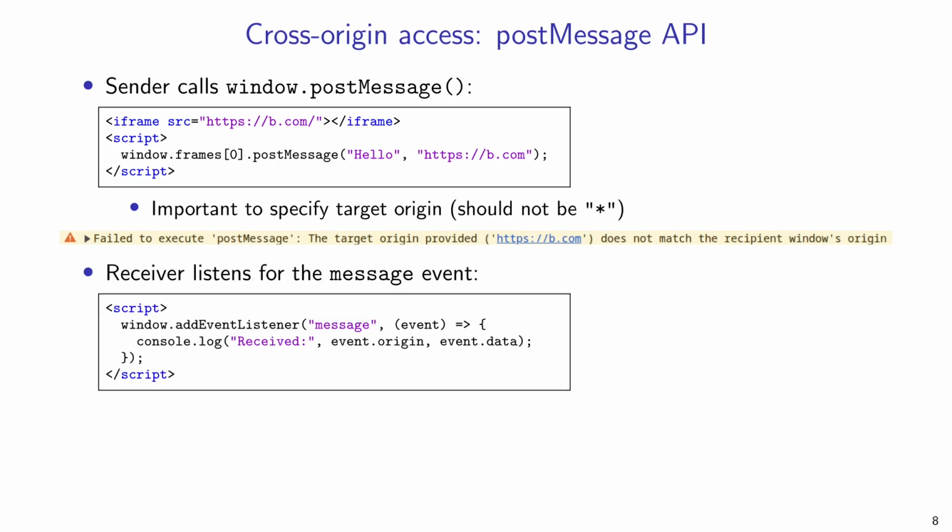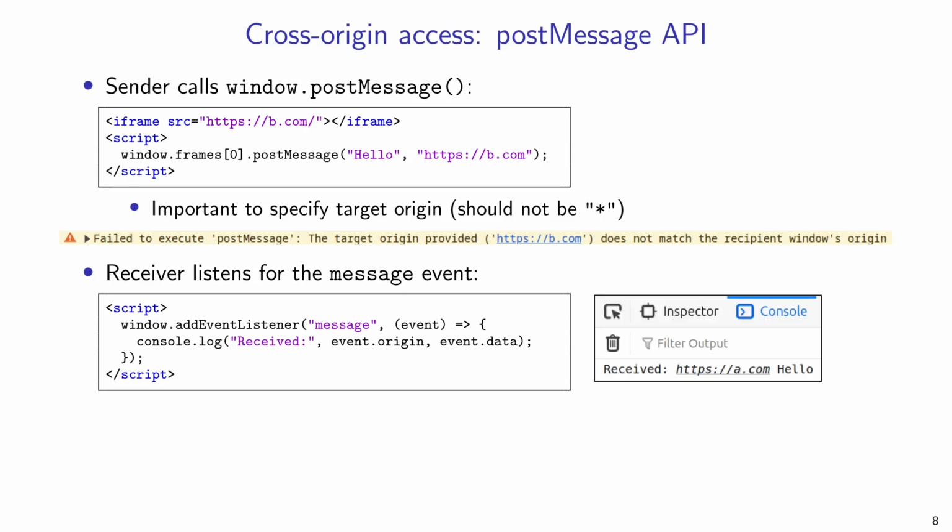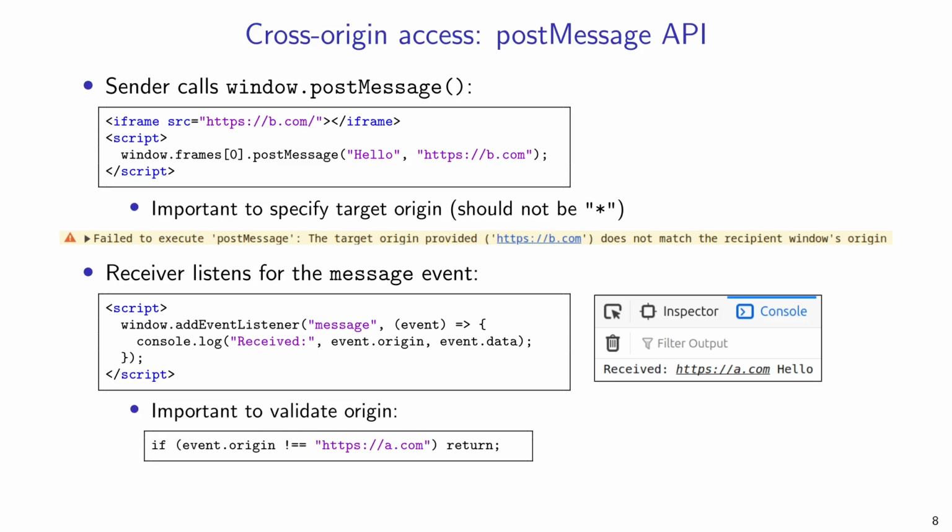To receive messages, the receiver listens for the message event. So here, the embedded page would add an event listener for message events, and whenever a message is received, it would log to the console the origin that sent the message and the data. And this is how it would look in this case. Note that the data here can be any JavaScript object, not just strings. From the security perspective, here it is super important to validate the origin from which the message is received, to make sure that the data is received from an expected trusted origin.